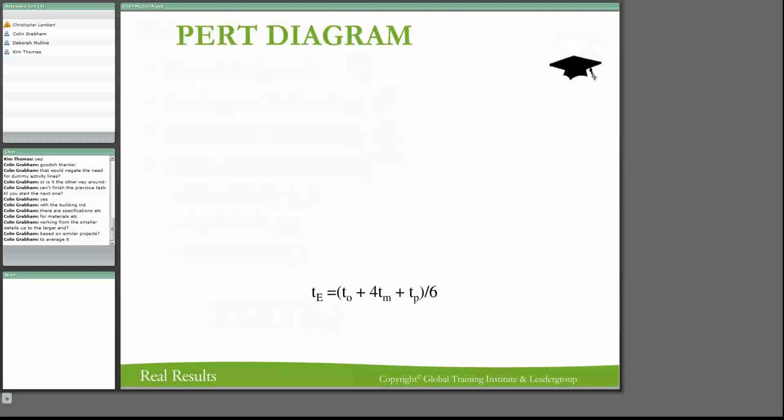Get the average, yes. If you've got your optimistic time, your pessimistic time, and 4 times your most likely one, you've got 6 times. So we get the average. It's called a weighted average time, and that's what we use to estimate.